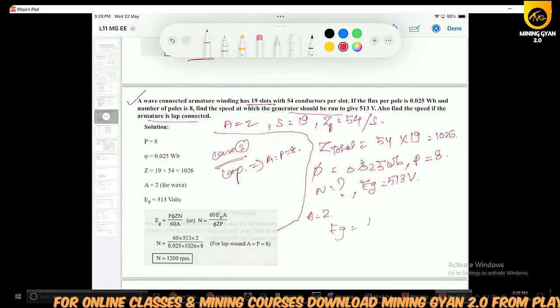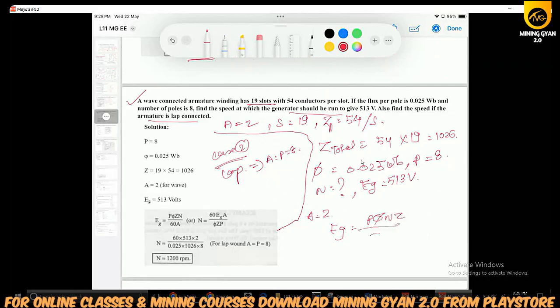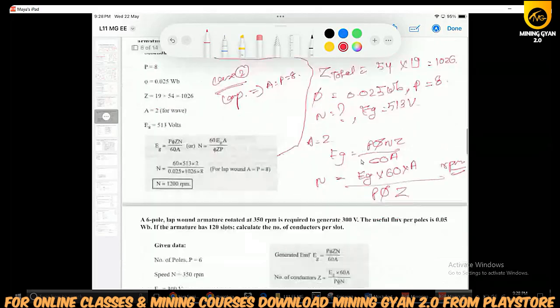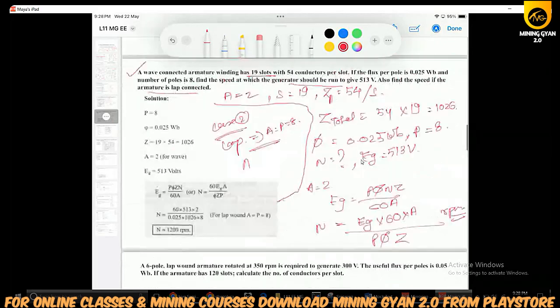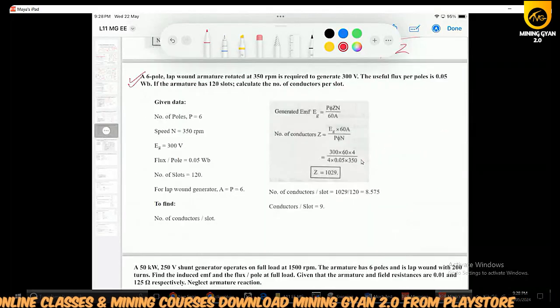So first of all, let us calculate for A equals 2, that is wave winding. So EG equals P phi N Z upon 60A. They have given these values except N. You can calculate N: N is EG into 60 into A divided by P phi Z. So in RPM, you will get the answer. Then you can calculate for lap connection, you just need to replace the A value with 8.